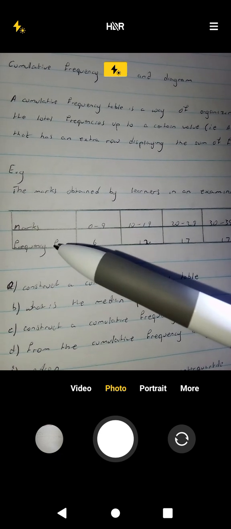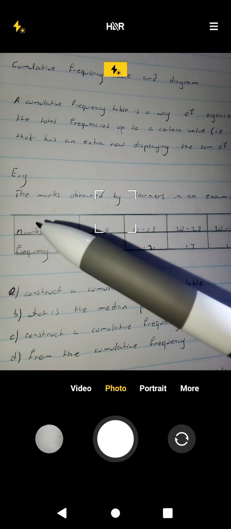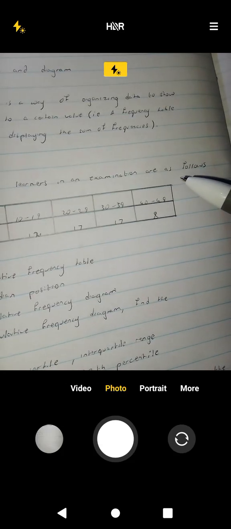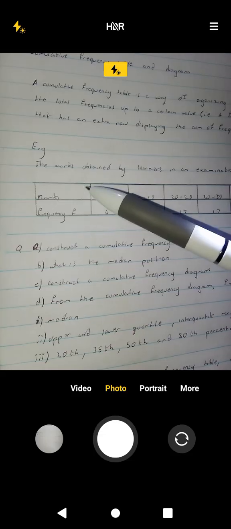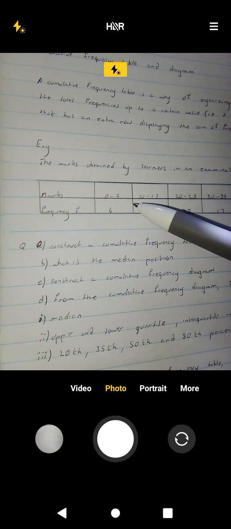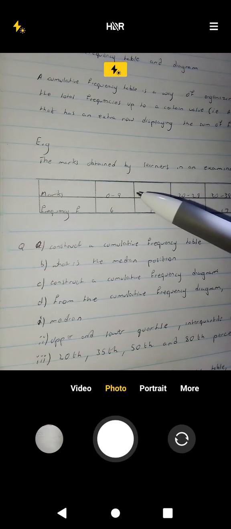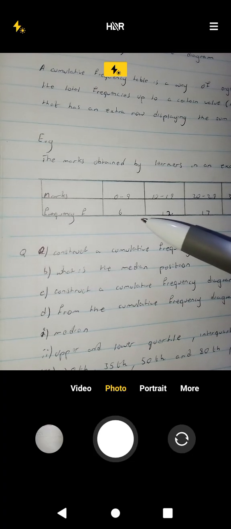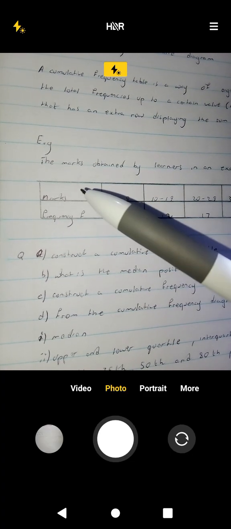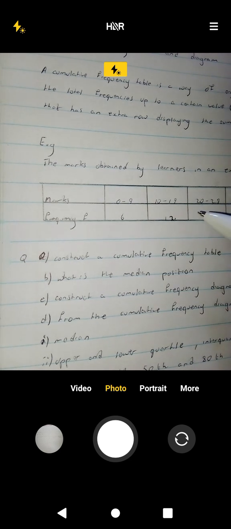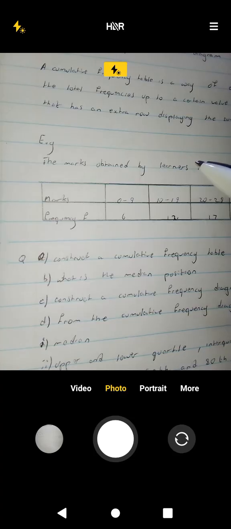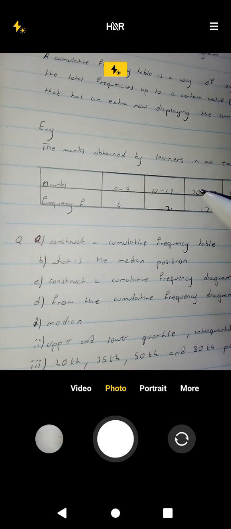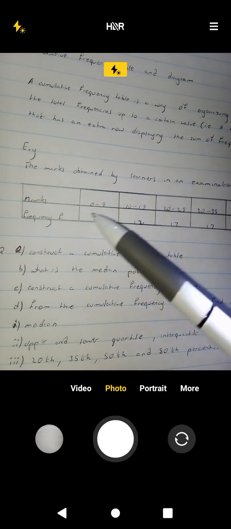This frequency table shows the marks obtained by learners in an examination as follows. So this is a frequency table. If you remember our last videos, we did explain a frequency table, and we did say that sometimes you just be presented with the frequency table and not the raw data. So this time we are presented with the grouped frequency table.